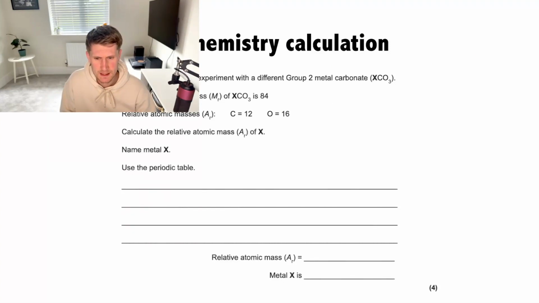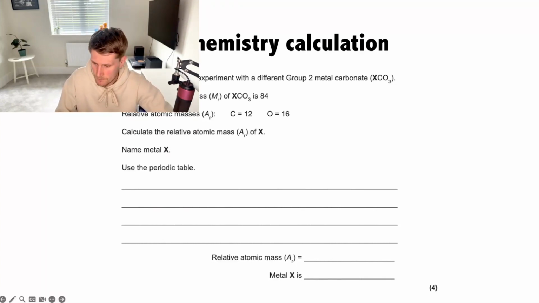A student repeated the experiment with a different group 2 metal carbonate, XCO3. So the carbonate is CO3 and the X is the metal, which we don't know yet. It says that the total MR of the whole thing is 84. And it gives us the relative atomic masses, AR, for carbon 12 and oxygen 16. And we have to calculate the relative atomic mass of X, so find out what X is, and then use the periodic table to find out which element it is.